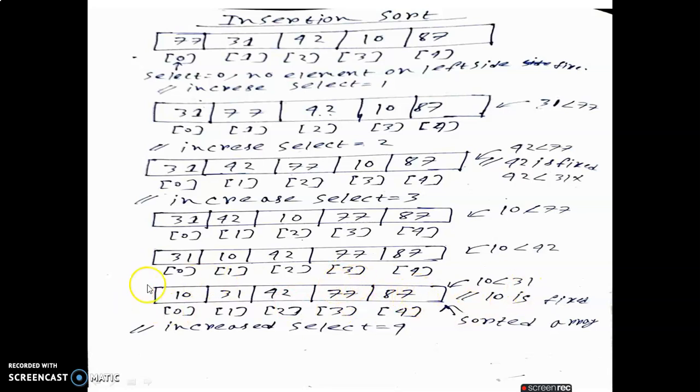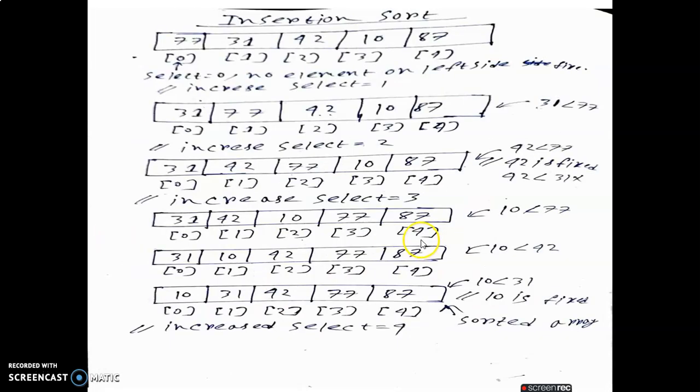This is a sorted array. If we increment the select value to 4, it is 87. Check the value: is 87 less than 77? If you find that 87 is greater than all the elements, it is in the perfect position. So this is a sorted array.